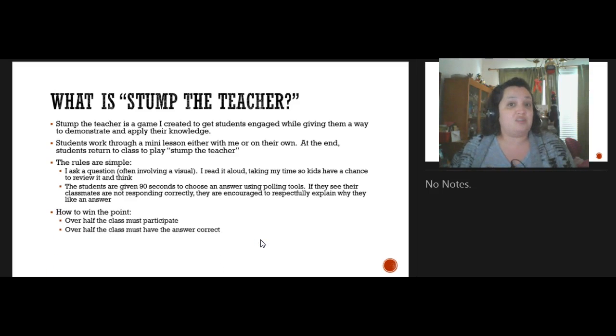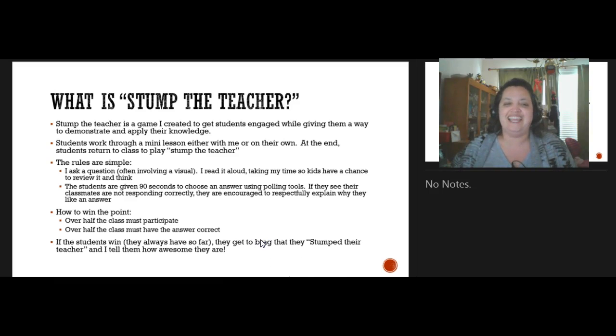And how the class wins the point is that they must have over half the class participate and over half the class have to have the right answer. So I'll tell them, you guys are going to need more than just half the class to answer, because if only half of you answer but not all of you are right, my point. And so if the students win, which they always have, and that's really the goal, and is hopefully that they'll win and demonstrate their knowledge, they get to brag that they stumped their teacher, and I have to tell them that they are super awesome.